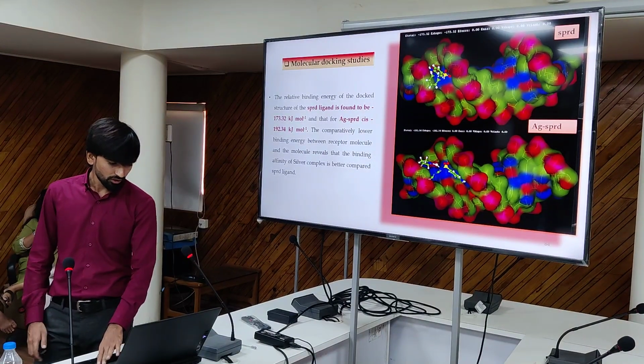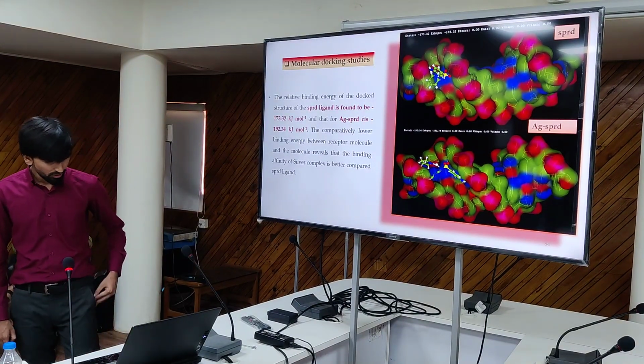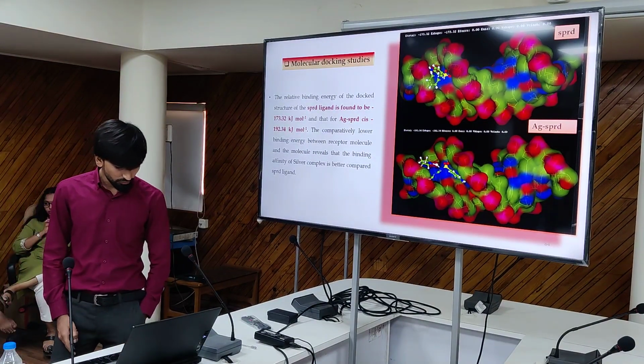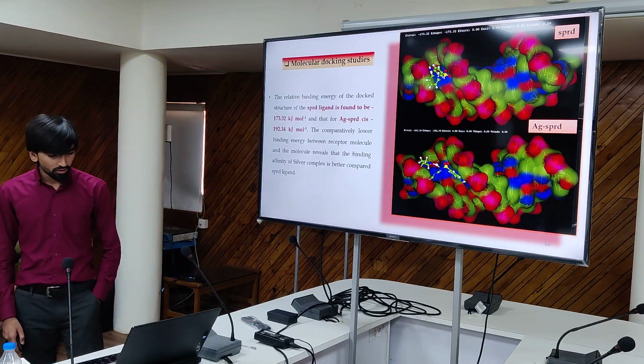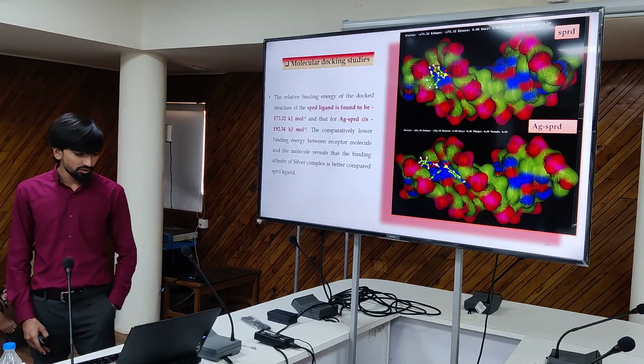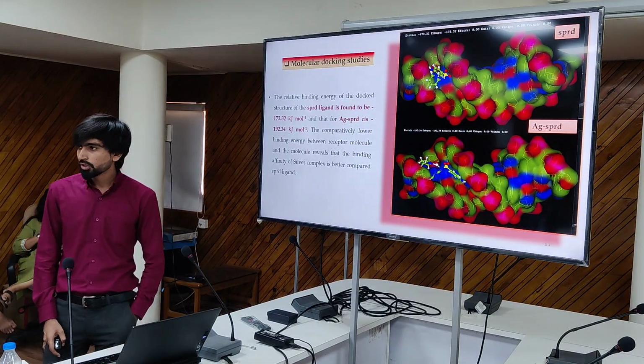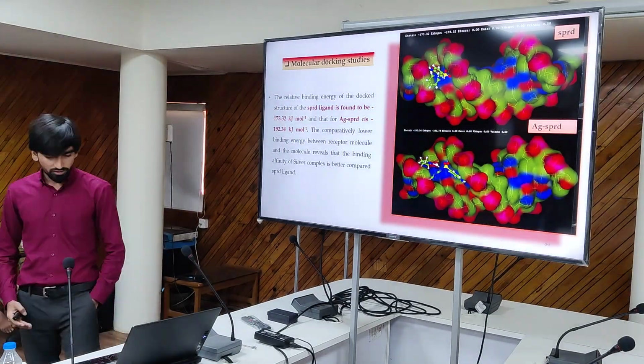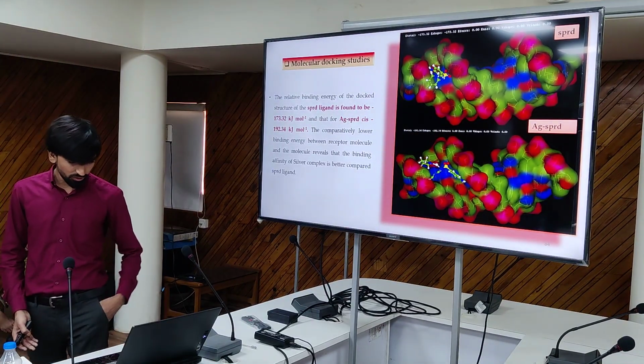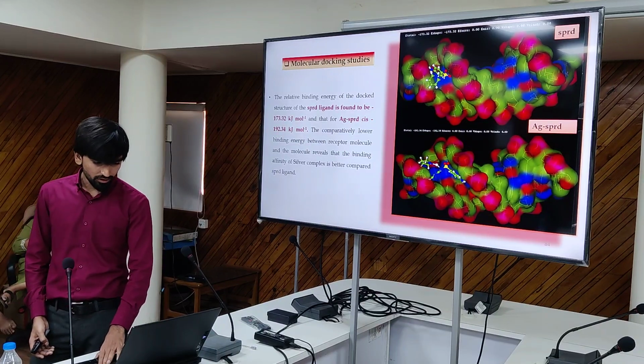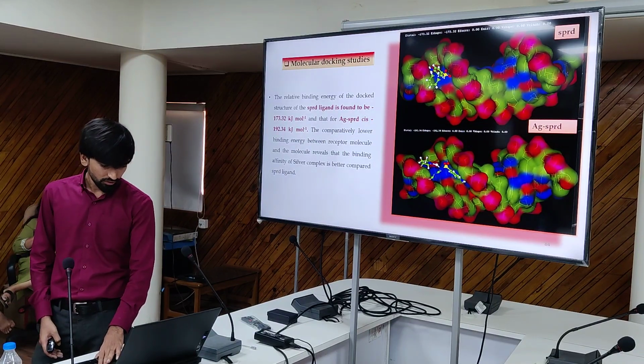From the molecular docking study, the docking energy in the case of the sulfapyridine molecule is 173, and in the case of the silver sulfapyridine is around 192. So the silver complex of sulfapyridine has more binding strength compared to the sulfapyridine molecule.